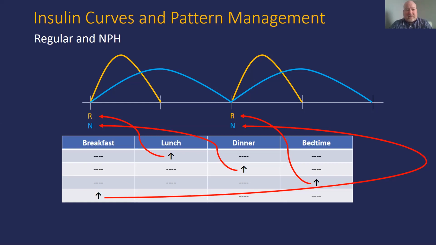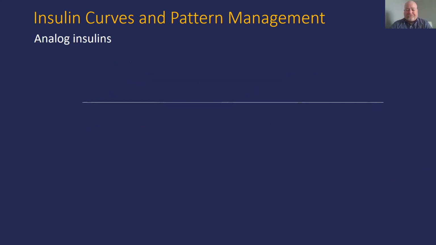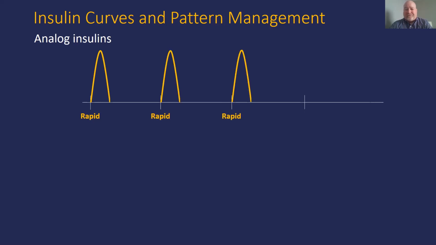So let's look at analog curves. So this would be like our rapid and long-acting products. So same times of the day: breakfast, lunch, dinner, and bedtime. So at breakfast, we're going to give a rapid insulin, any of them, whether it's Humalog, Novolog, or Apidra. And there it is. It's going to go to work very quickly, peak fast, and not hang around very long. So at lunchtime, you give another dose of rapid. At dinner time, you give a third dose of rapid.